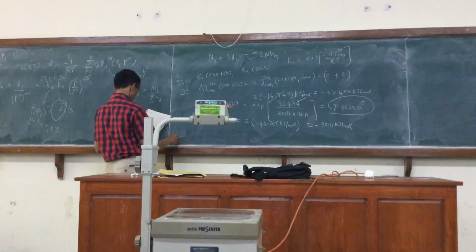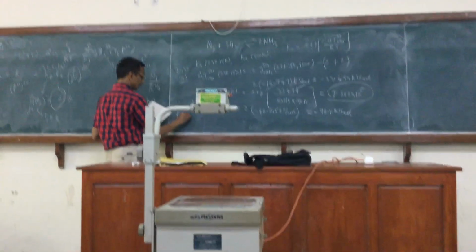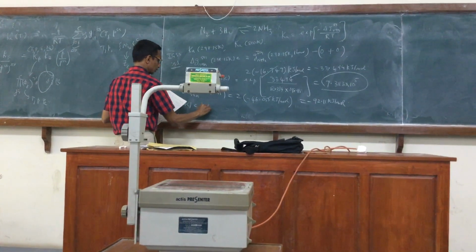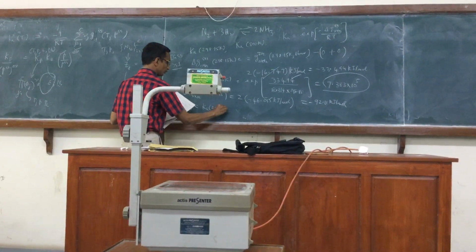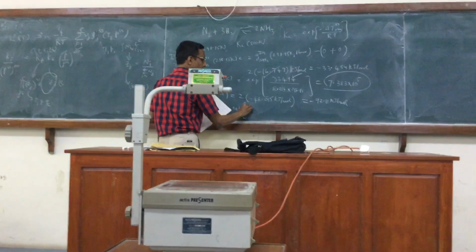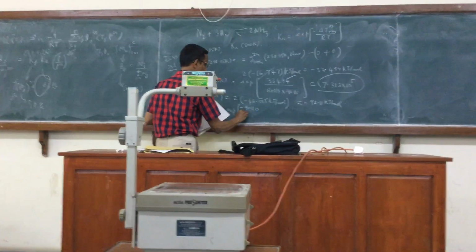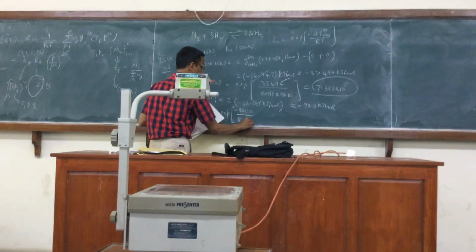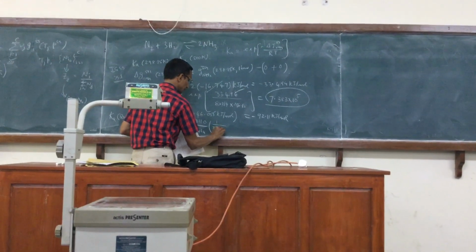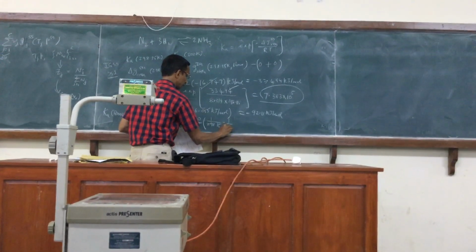So Ka at 800 Kelvin, an approximate value, can be Ka at 298.15 times exponential of again minus 92,110 by 8.314 times (1 over 298.15 minus 1 over 800).